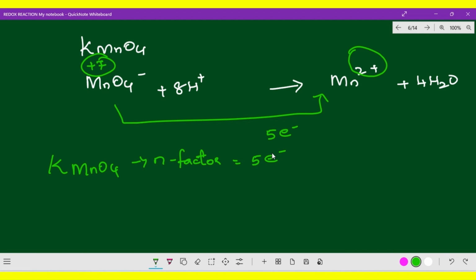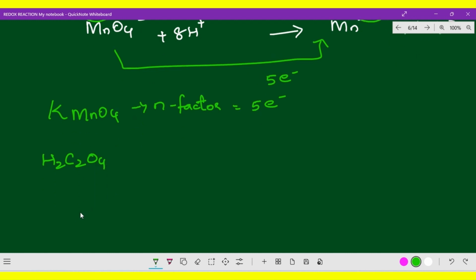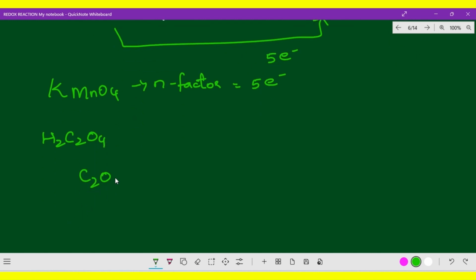Now next, we have to identify oxalate. Oxalate is H2C2O4, right? Here C2O4 2 minus is converted to CO2. How many oxygens? That many water molecules, 4H2O. How many hydrogens? That many H plus ions, so 8H plus ions. Now, next, the number of electrons changed. Here, 8. So you know how to identify.